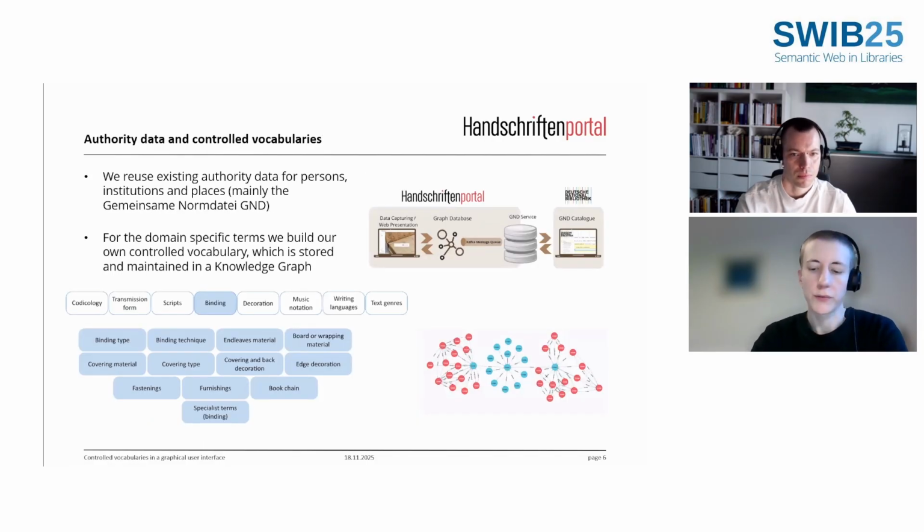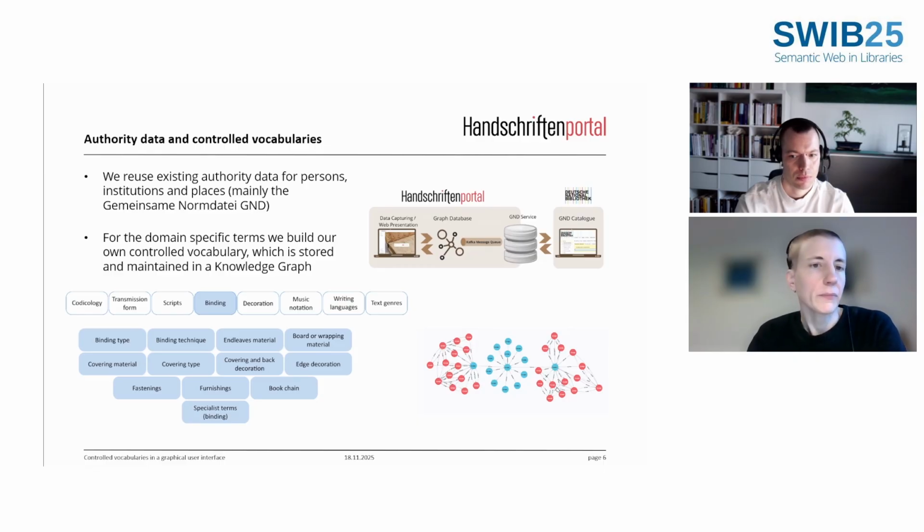Yeah, so in order to address these challenges, we use different kinds of authority data. On one hand, for entities like persons, institutions, or places, we use the authority file of the German National Library, the GND, and we integrate this in our data. And on the other hand, we have the domain-specific vocabulary. This is part of the controlled vocabulary we are developing ourselves because we need that vocabulary tailored to the structure and to the research areas of manuscript descriptions.